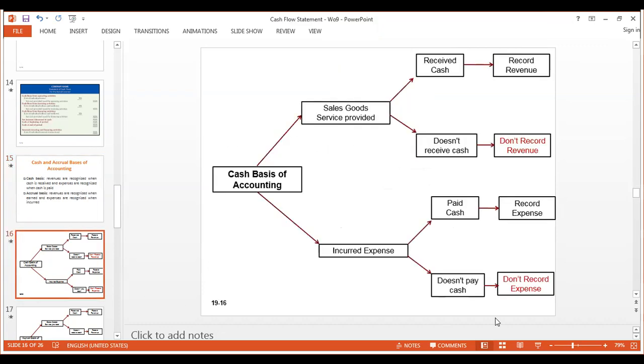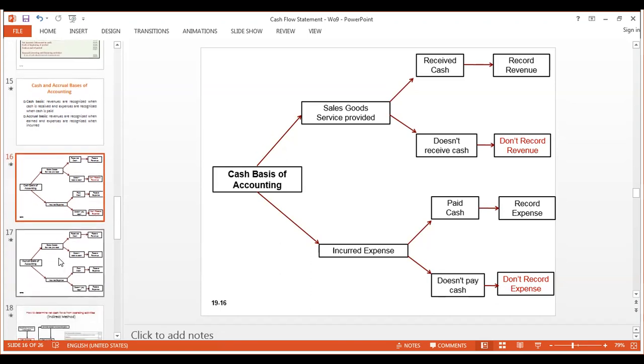So look at this diagram. This is the diagram for cash basis. I told you that according to cash basis, you record revenue only if you receive cash. If you do not receive cash, don't record revenue. Then according to cash basis, record expense if you pay cash. If you do not pay cash, don't record expense. Clear? Now look at the accrual basis.